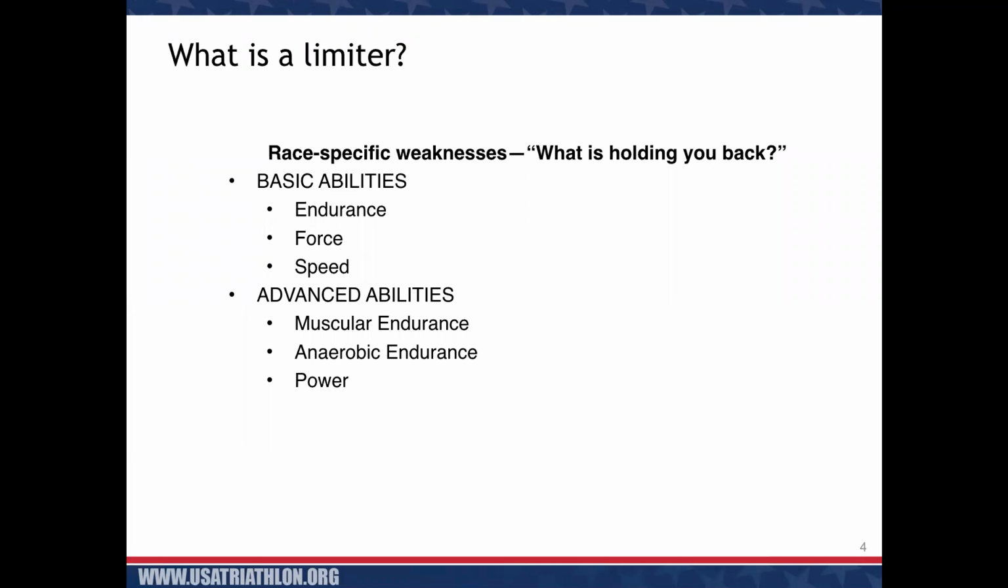First of all, we need to think about what is a limiter. I like to break it down. It's more of a race-specific weakness or what is holding you back. So to take a step back quickly, we want to look at what are the basic abilities involved in multisport. And the three basic abilities are endurance, force, and speed.